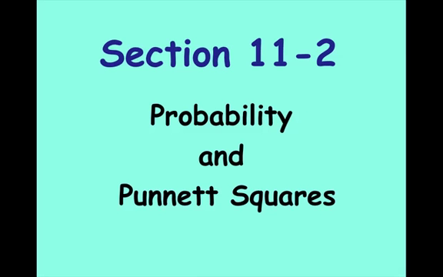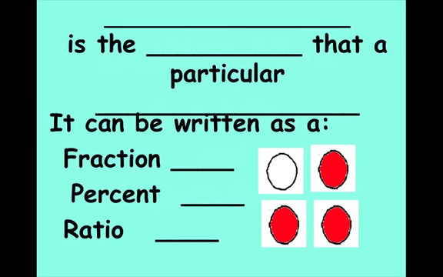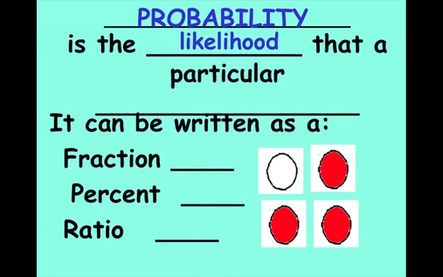In 11-1, we went through the history, or we talked about Gregor Mendel, who is the father of genetics, and we briefly went through some of the key vocabulary words that we're going to be using when we talk about Punnett squares. Section 11-2 is going to be on probability and working with Punnett squares. Probability is the likelihood that a particular event will occur.